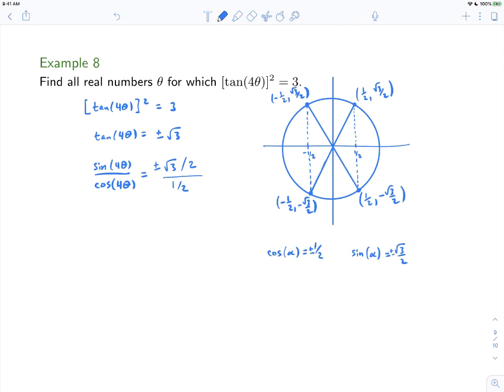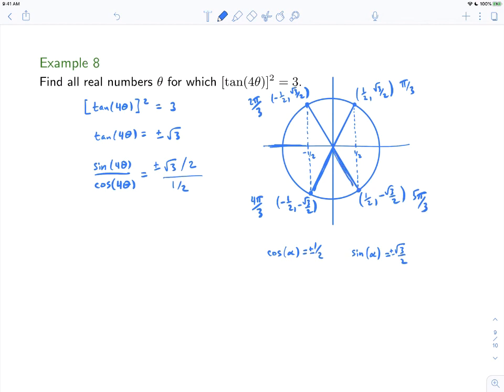I didn't quite draw that as a straight line like I should. It should be more like that, and like that. Okay, so this angle is pi over 3, and the angle in the second quadrant is 2 pi over 3. Now 3 pi over 3 is pi, so that's over here, that's 180 degrees. Then this one is 4 pi over 3, and then this one is 5 pi over 3.